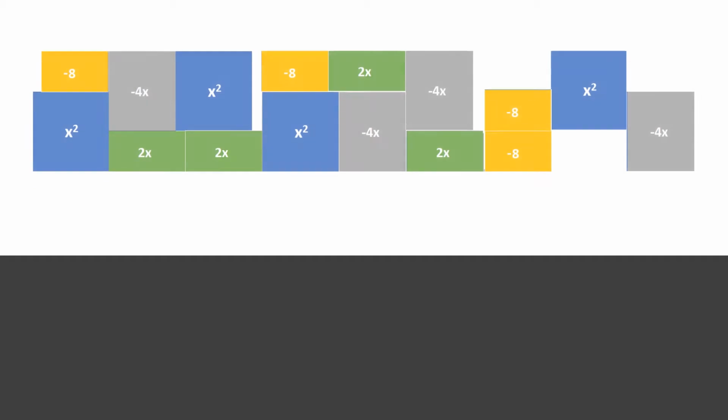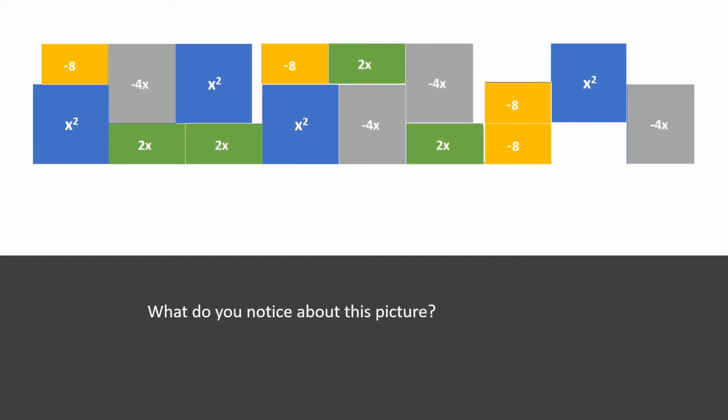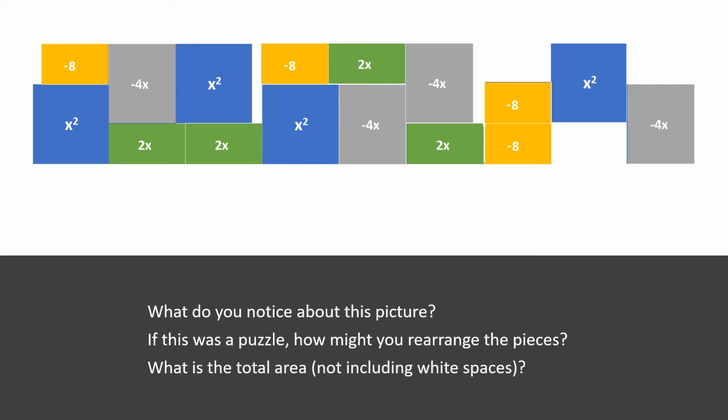Today we're going to continue talking about quadratics, and we're going to talk about taking big puzzles and making smaller puzzles out of them. So tell me what you notice about this picture, and if this was a puzzle that you could print out, how would you rearrange the pieces? And what is the total area of this puzzle, not including the white spaces? So pause the video and write down some answers to these questions.